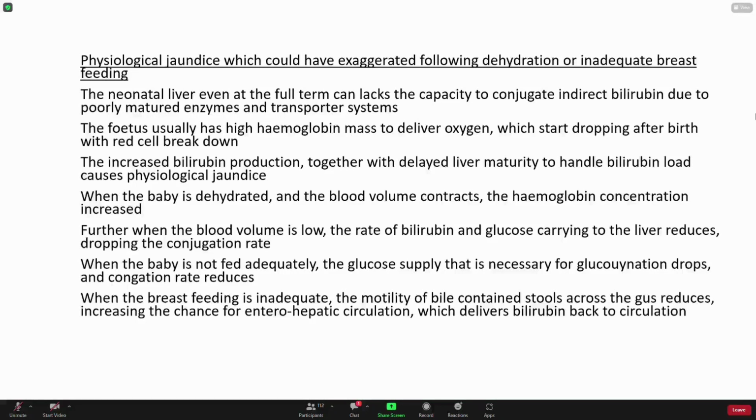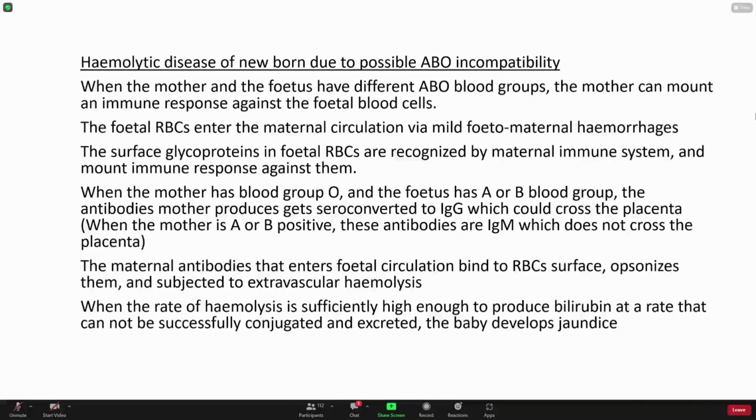Any questions, Amay? Excuse me, sir, can you explain why they mount an IgG response in O mothers, but an IgM response in A and B? Well, it's like a finding. The thing is they only do the seroconversion at any time. If you get sensitized, what mounts first is IgM, then it gets seroconverted to IgG, right?